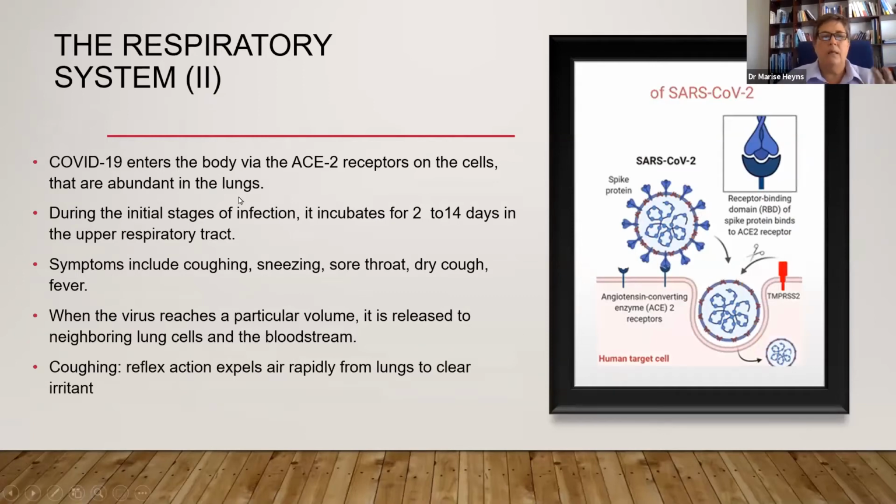So just to summarize then, COVID-19 enters the body, and now you've got loads of these receptor cells in the lungs and the linings of the lungs. The virus attaches onto these receptors, and if it's in the upper respiratory tract, it will incubate there. It can incubate for 2 to 14 days in the upper respiratory tract. And that's when you have symptoms like coughing, sneezing, a sore throat, a dry cough, fever. We'll explain how that happens just now. But at some point, the virus will reach a specific volume. And when it gets to that volume, it is released into the neighboring lung cells and into the bloodstream.